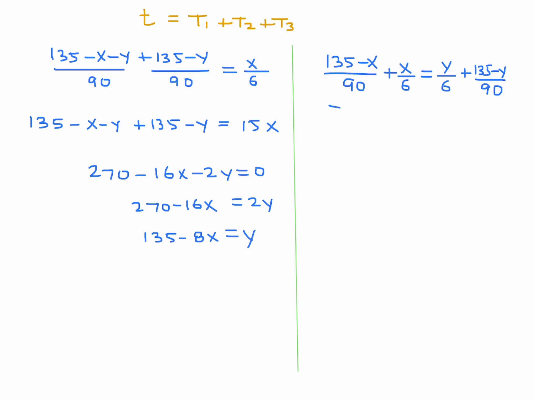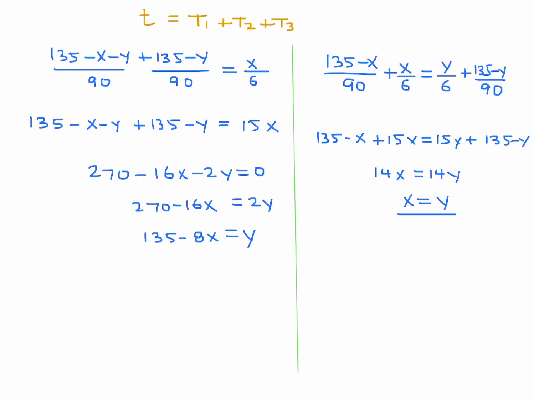Okay, let's solve this one right here. Divide or multiply through by 90 and you get 135 minus x plus 15x plus 15y. And that's going to be just 135 minus y. So the 135's cancel, and we got 14x is equal to 14y. So that means x is equal to y.